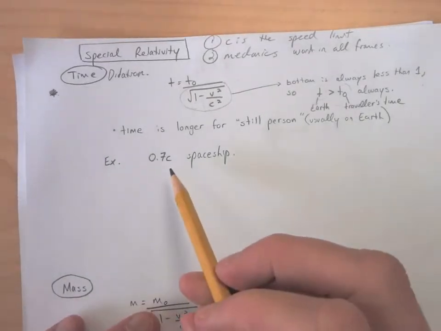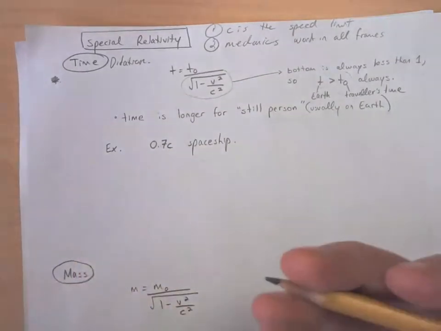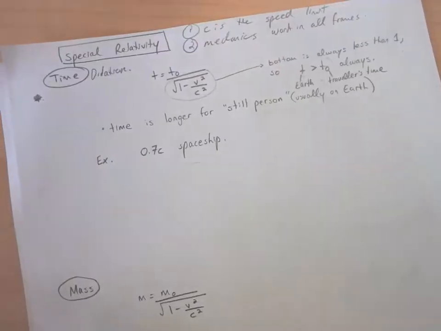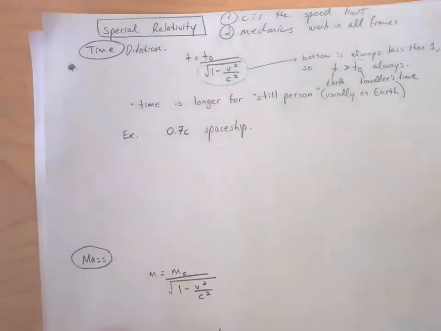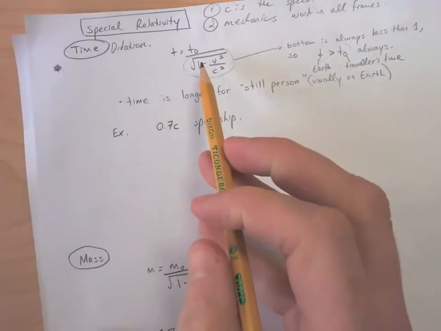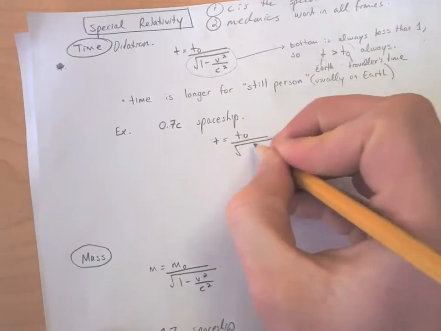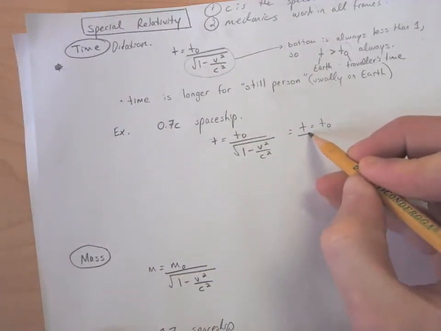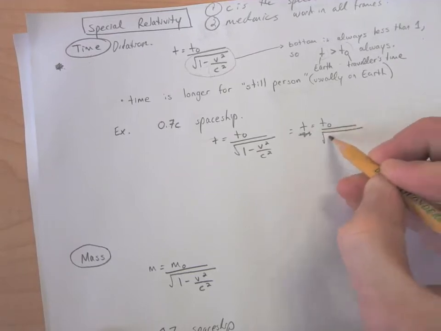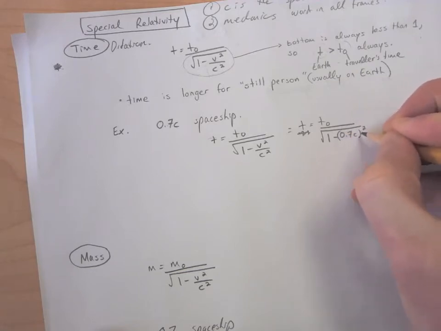So an example here is a 0.7 c spaceship, or a spaceship going 0.7 times the speed of light. If we use this equation, we can kind of know the time differences between people. So 0.7 c will be in for our v there. So let's just try this out. T equals t naught over the square root of 1 minus v squared over c squared. Instead of v, let's put 0.7 c, so it's going to be t equals t naught over the square root of 1 minus (0.7 c) squared over c squared.